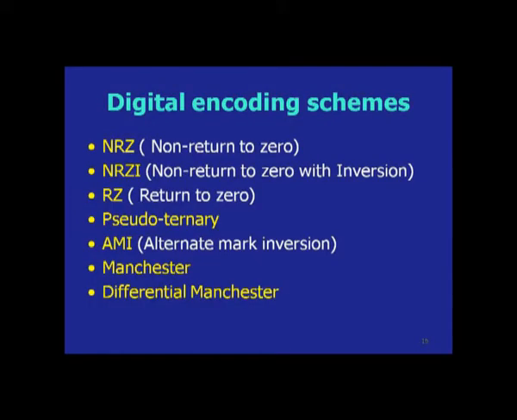So let's look at the various encoding schemes that people have already designed. Among the digital encoding schemes, one of the simplest is called NRZ, or non-return to zero encoding. Then we have NRZI, which is non-return to zero with inversion. Then we have return to zero, which is RZ. Then you have pseudo-ternary encoding. Then we have AMI, or alternate mark inversion encoding scheme. Then we have Manchester encoding and differential Manchester encoding. So these are the 7 encoding schemes that we will take a look at now.